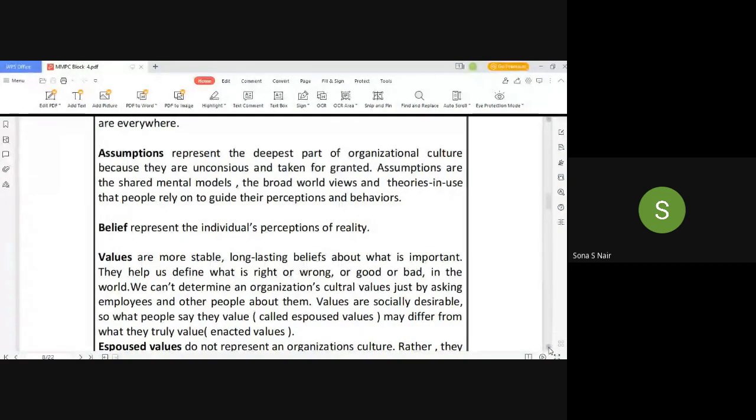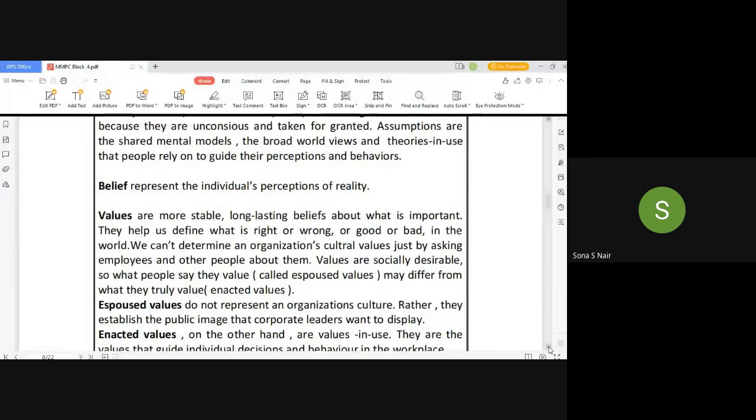Why? Because values are socially desirable, and people will say something but actually believe in something else. So what people say they value are called espoused values, and what people truly value are called enacted values. And what is important as far as organization culture is concerned? Not what they say, but what they actually believe in.